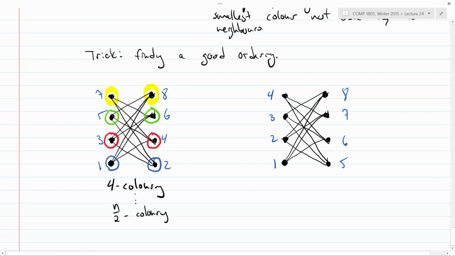So let's do the exact same thing on this other graph, but I'm going to do it in a different order. I start at 1. 1 doesn't have any colored neighbors yet, so I assign it the color blue. Now I go to 2. 2 is not adjacent to anything that has a color, so I assign it blue. 3 is not adjacent to anything that has a color, so I assign it blue. 4 is not adjacent to anything that has a color, so I give it blue.